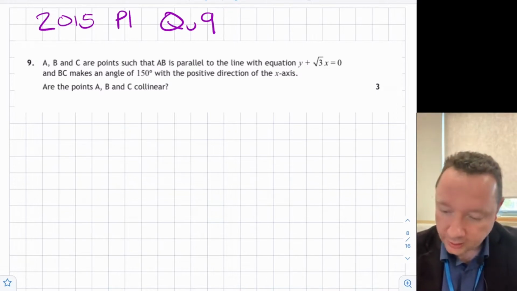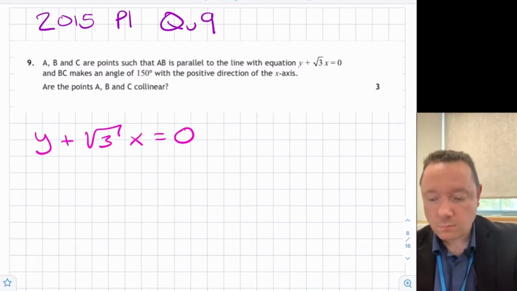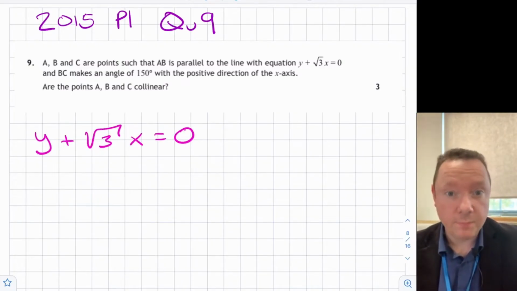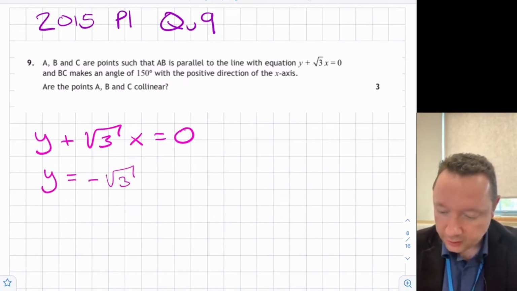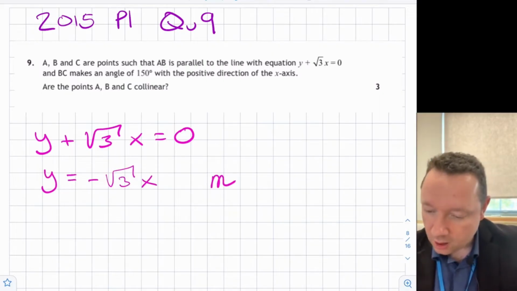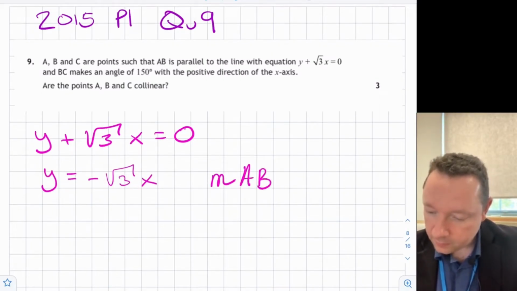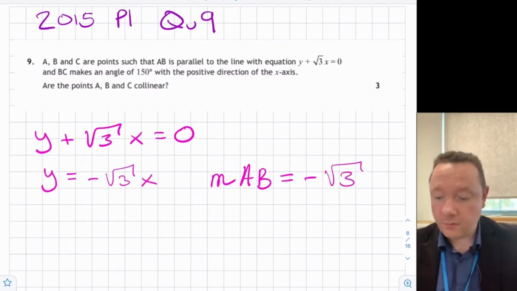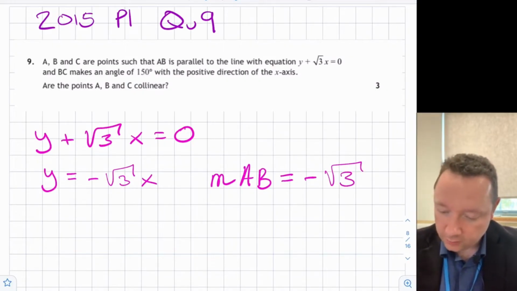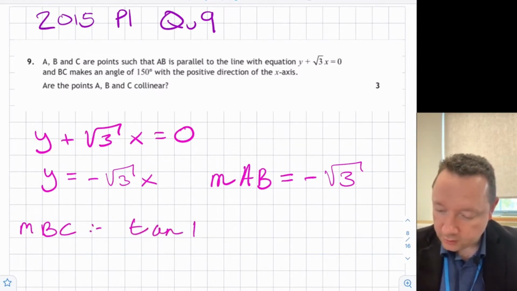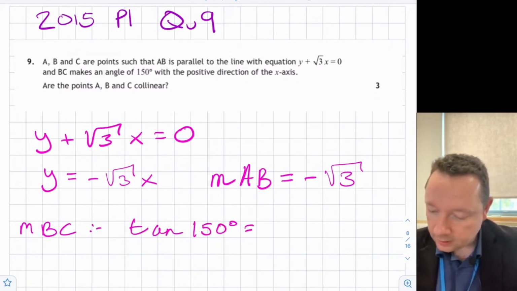So let's look at the first line. We've got y plus root 3x equals 0. If they're collinear, the gradients of any bits will be the same. So rearranging this, y is minus root 3x. The gradient of this part, AB, is equal to minus root 3. We've done the first part, we know our first gradient. The second part says, and BC makes an angle of 150 degrees. So looking at the gradient of BC, we've got the tan of 150 degrees is equal to our gradient.